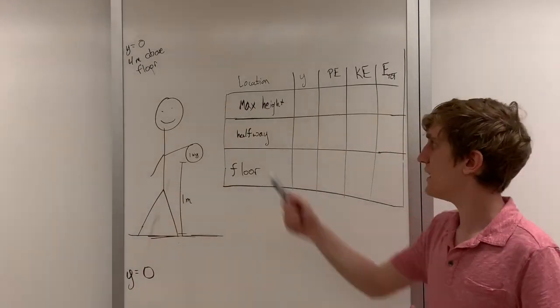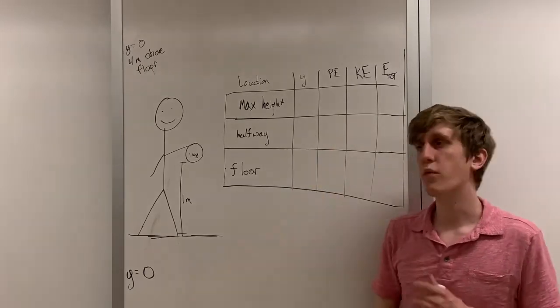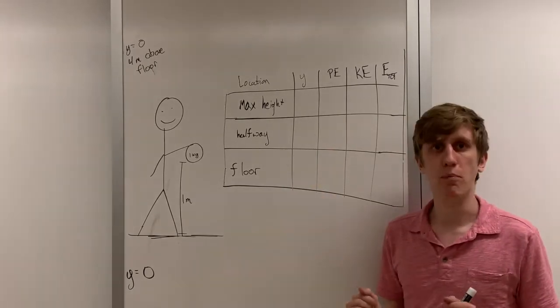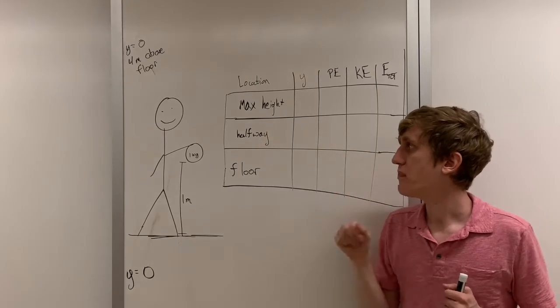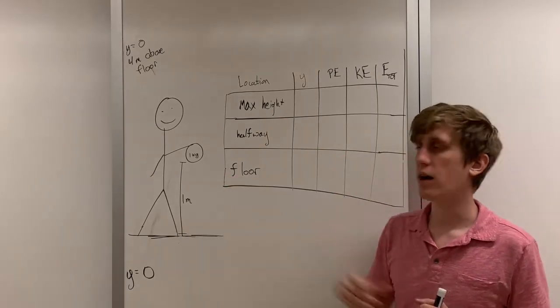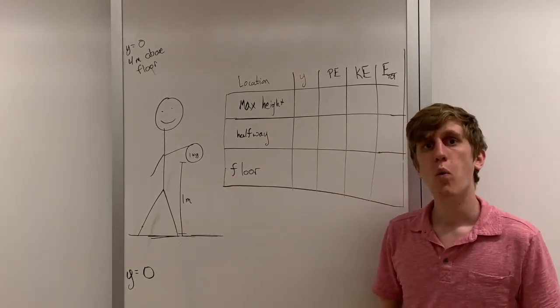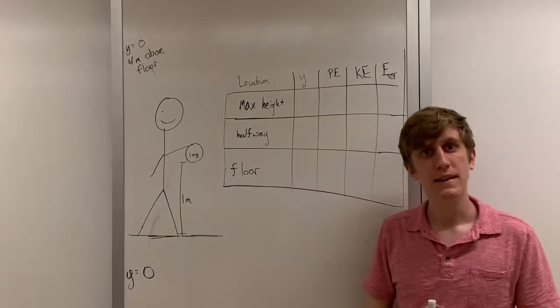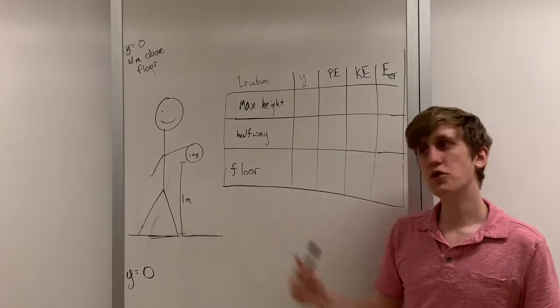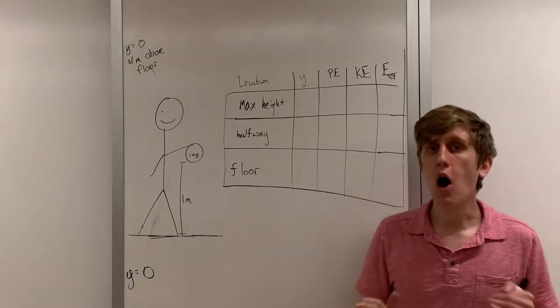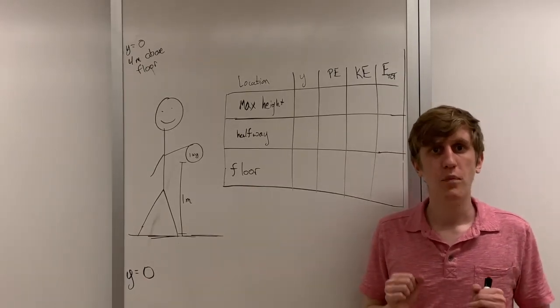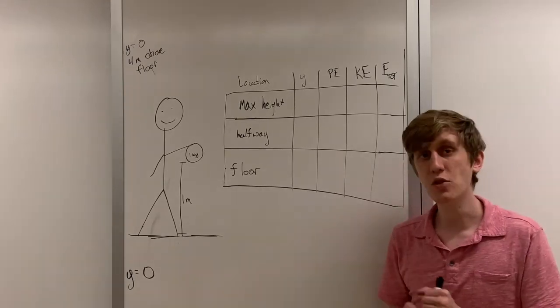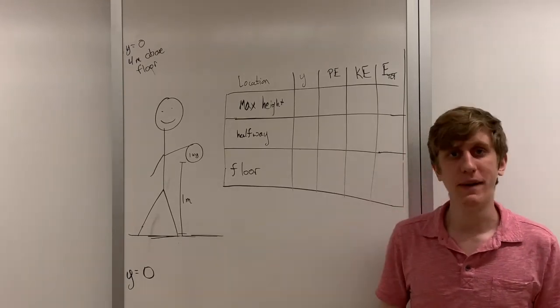Let's start with this first row. We want to start with y, which is the height of the ball at this point. Its max height is 1 meter above the floor. Well, y equals 0 is 4 meters above the floor. This means that the ball starts 3 meters below y equals 0. This corresponds to an initial height of negative 3 meters.